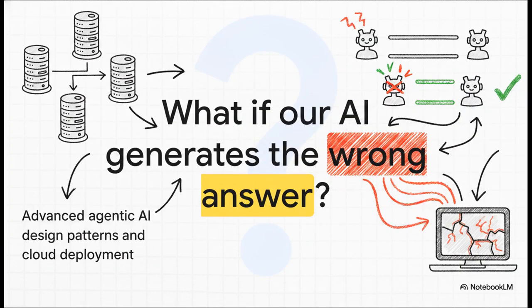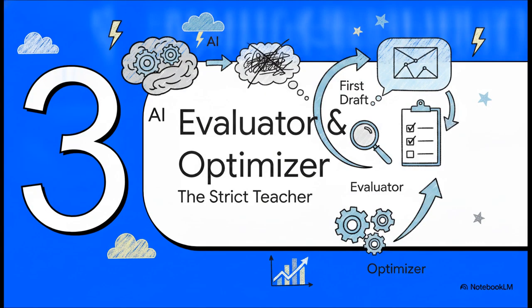But there is a catch. As we start delegating all these tasks to parallel AI workers, we run into a pretty massive challenge. What on earth happens when one of those AIs hallucinates or just makes a dumb mistake? Since they're running independently, one bad worker can totally derail the synthesizer's entire final report. And that brings us to section 3, the evaluator and optimizer pattern, also known as the strict teacher.